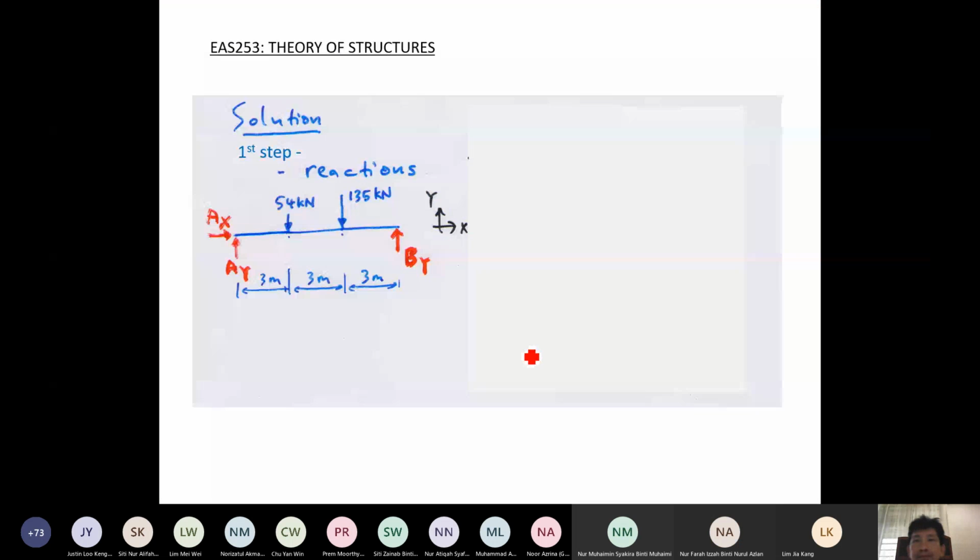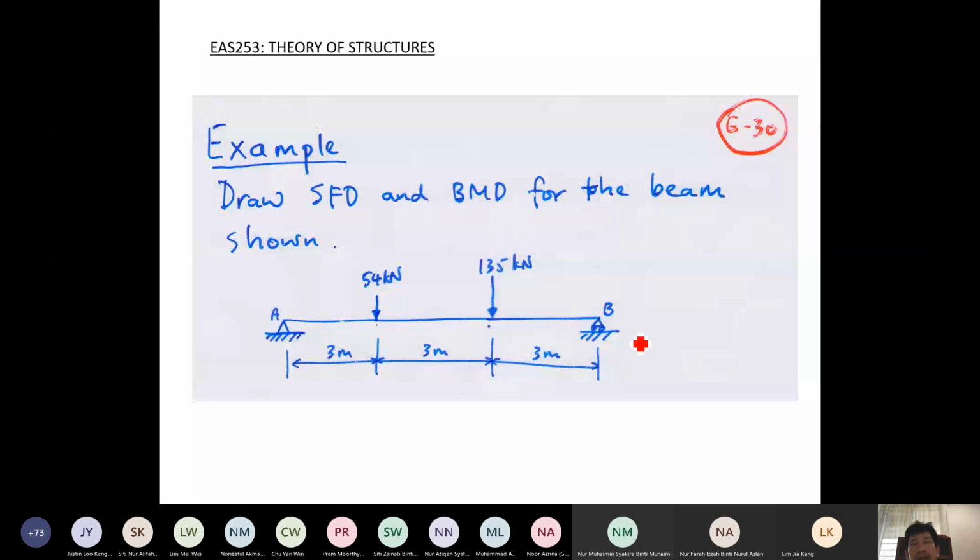Now, shear force and bending moment diagram. Try to recall back into EAS 152 shear force and bending moment diagram, and I will bring you through again briefly the steps involved. I make use of this very simple example of a simply supported beam.